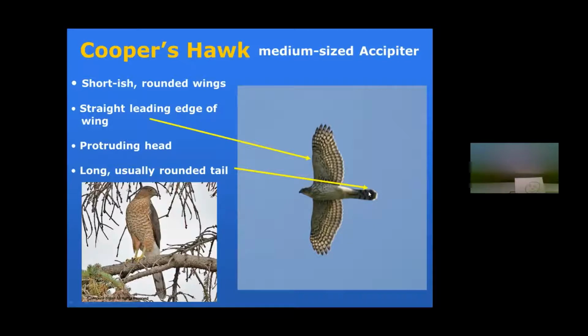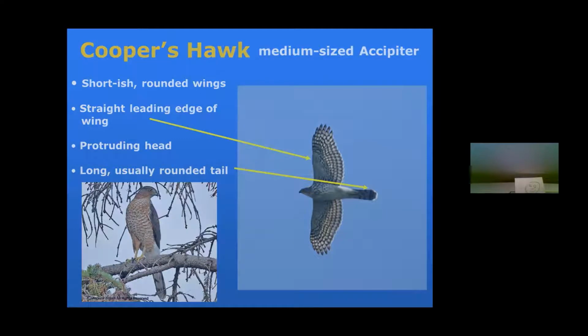Long rounded tail. Again, this is one of the identifiers of Cooper's. It has more of a rounded tail. And that's good in 80, 90% of the cases. And here's an adult Cooper's down at the bottom left. A nice picture.